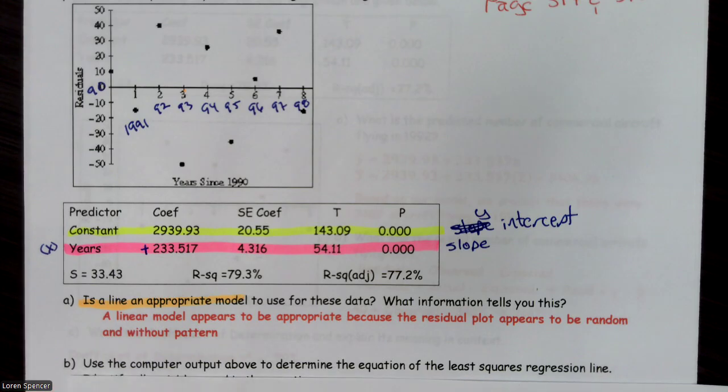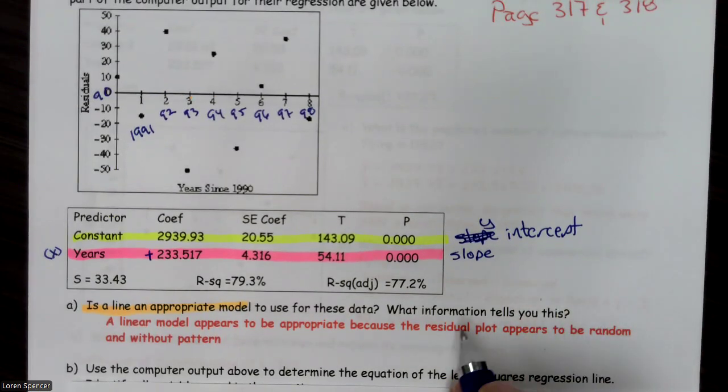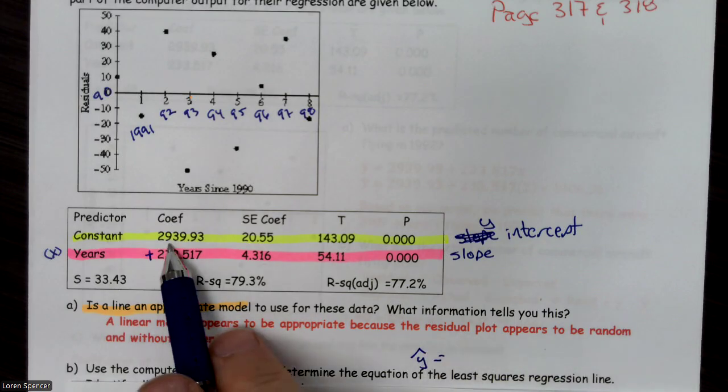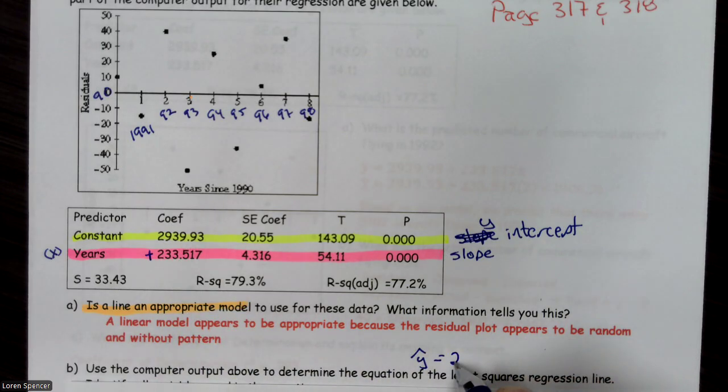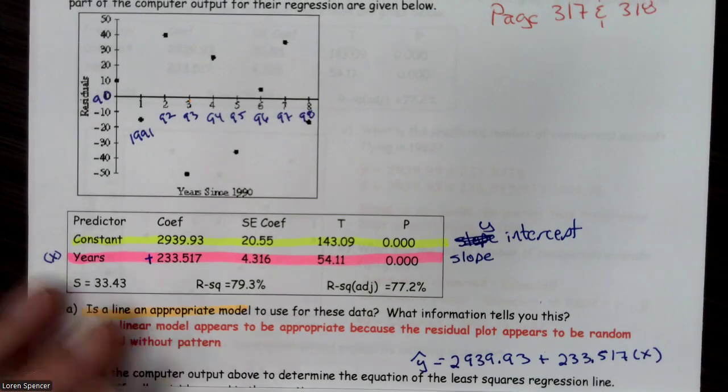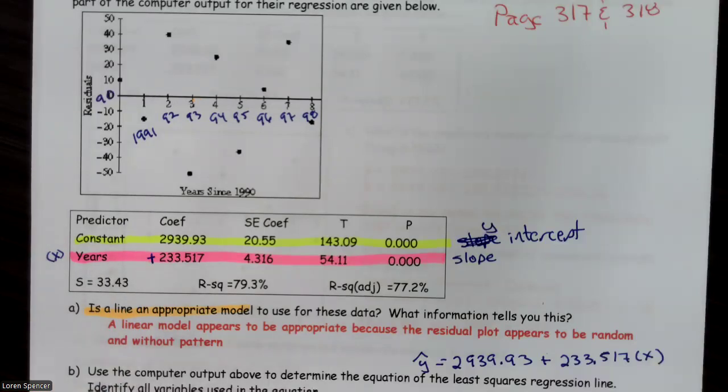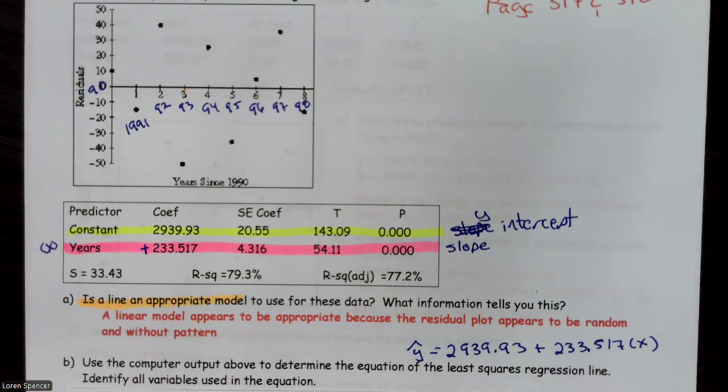Okay, so we know that we have y hat equals 2939.93 plus 233.517x. Well, that's all great, but if I do that, I have to define my variables. So let's take a look at this real quickly. As a matter of fact, it says I identify all the variables used in the equation.